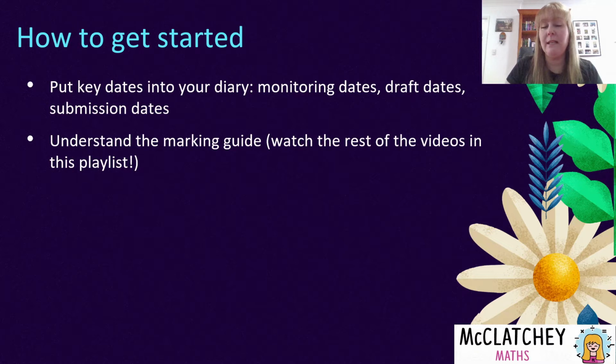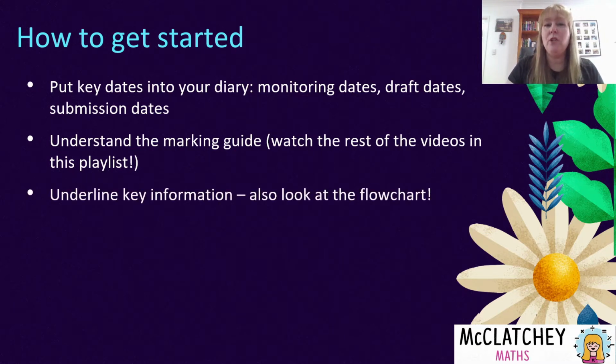Then I would have a look at my marking guide. And the best way to understand that is to watch all the videos in this playlist. I know there's 10 of them, but watch the videos. It'll help you explain how you're going to get full marks for your PSMT, because when we get full marks for our PSMTs, it really helps our grade overall. And then what I would do is I would have a look at any key information on my task sheet, and I would highlight that with a highlighter or underline it or put an asterisk next to it. It's also really important not to ignore the PSMT flowchart at the back. Sometimes there's key information in there.